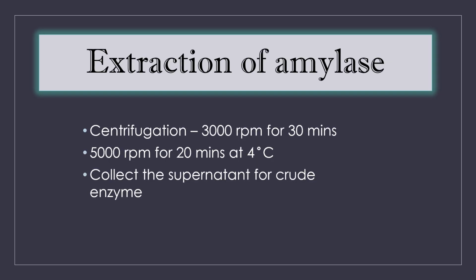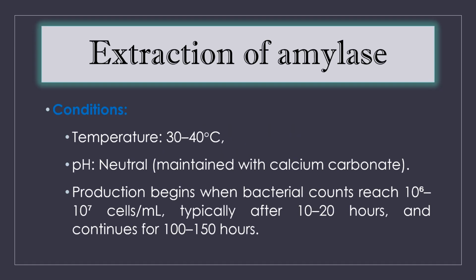The extraction of amylase includes centrifugation at 3000 rpm for 30 minutes, then 5000 rpm for 20 minutes at 4 degrees Celsius. Collect the supernatant as crude enzyme. The condition is 30 to 40 degrees Celsius of temperature. The pH should be maintained at neutral with the help of calcium carbonate. The production begins when the bacterial count reaches 10 power 6 to 10 power 7 cells per ml, typically after 10 to 20 hours, and continues for 100 to 150 hours.